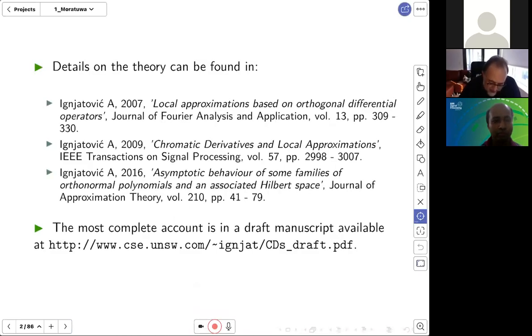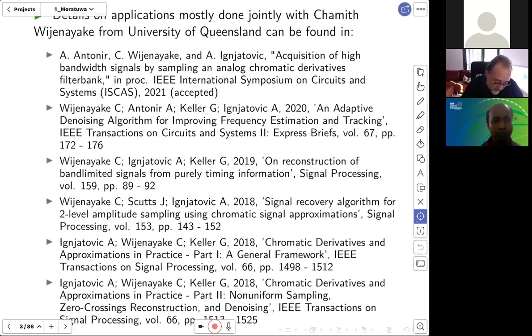Before we start, in case you get interested in this topic, the details on the theory can be found in a few papers of mine that I have published over the years, but the most complete account is probably this manuscript that is always in progress as I keep working in this field, but it probably contains the most detailed description of the state of the art of this theory. When it comes to applications, they were done mostly with my colleague Chebyshev from University of Queensland. And here you have a list of some representative papers. I sent these slides to Chamira. So if you get interested and you want to look at these references, please ask Chamira to send you a copy of the slides.